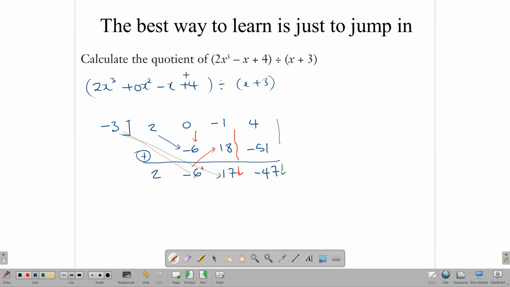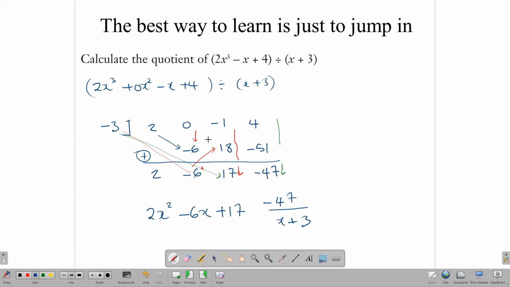So the quotient would be, remember it was to the third, so we start off with square. So it's going to be 2x squared minus 6x plus 17, and we have a remainder of -47 over what we're dividing by. We're dividing by x plus 3.